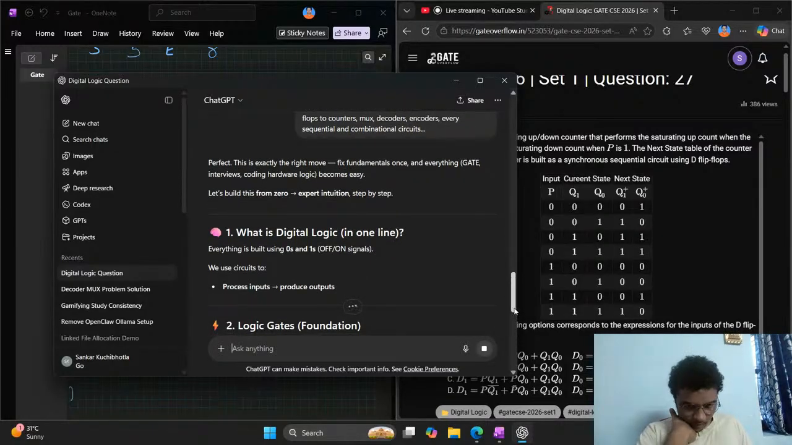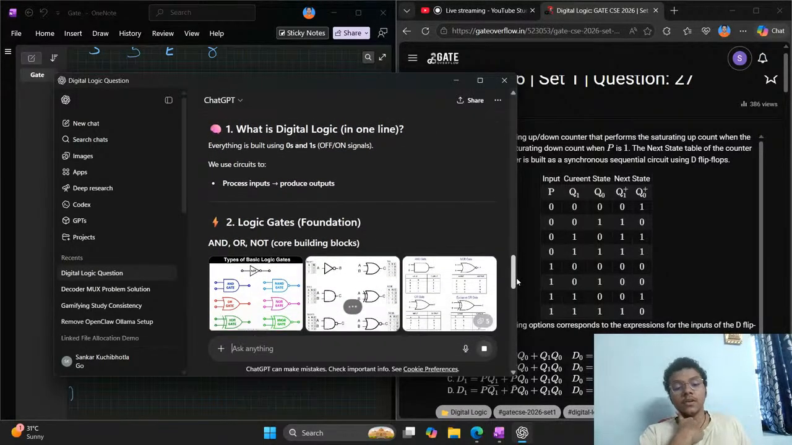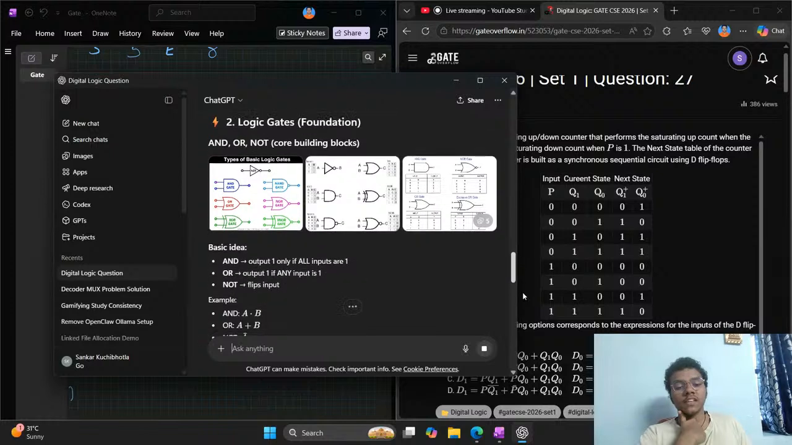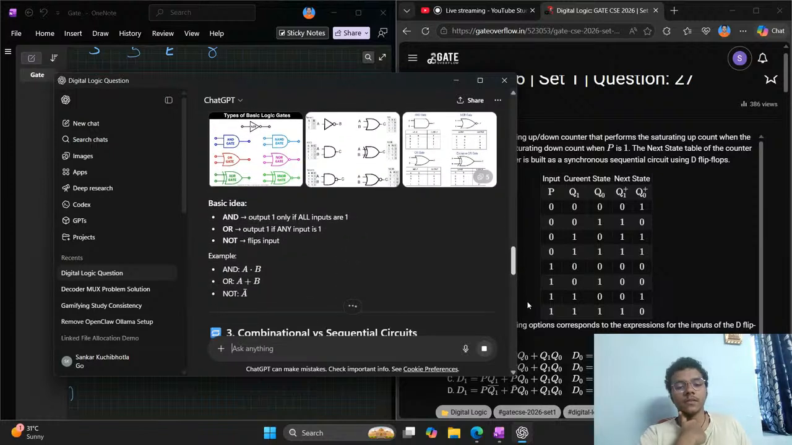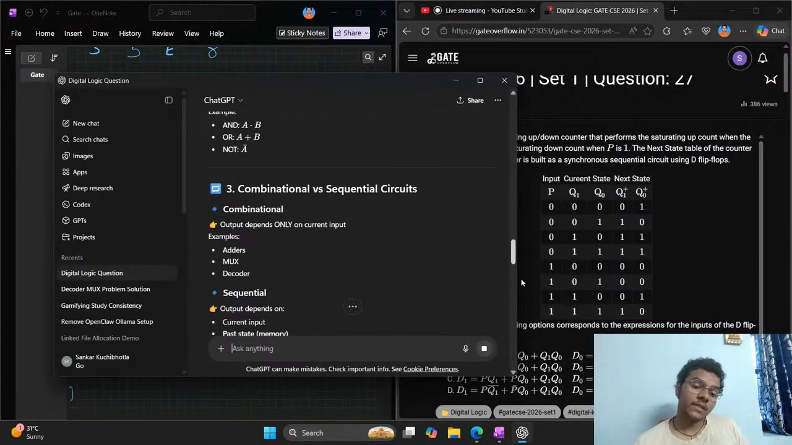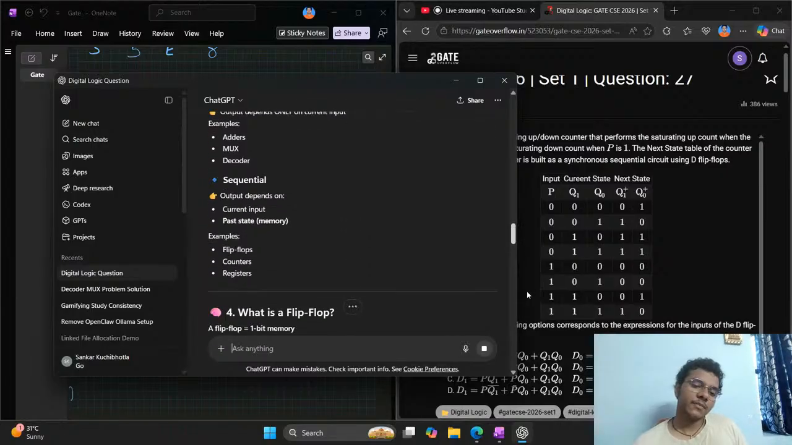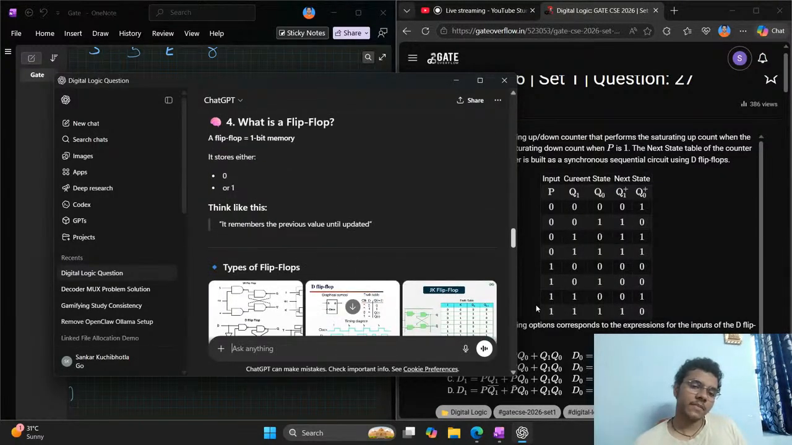Okay, everything is built on zeros and ones, or signals, where circuits process inputs and produce outputs. Logic gates AND, OR, NOT are core building blocks. AND outputs 1 only if all inputs are 1, OR outputs 1 if any input is 1, NOT flips the input. Okay, combinational versus sequential circuit: output depends only on current input. Example, we have adders, multiplexers and decoders. Okay. Sequential output depends on current input plus past state memory. Example, flip-flops, counters, and registers. What is a flip-flop? A flip-flop is a one-bit memory. It either shows 0 or 1.